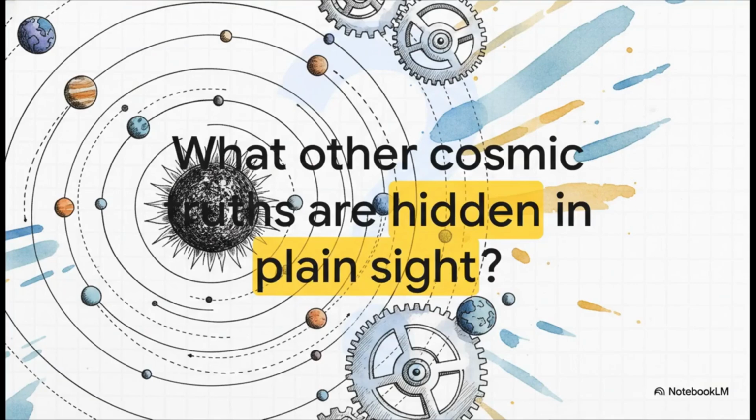So we're left with a final, powerful thought. By simply accounting for our own motion, by correcting our perspective, we unlocked the blueprint of the entire solar system. It's a profound reminder in all of science. Sometimes, the greatest discoveries aren't about looking further out into the cosmos, but about more accurately understanding our own point of view.